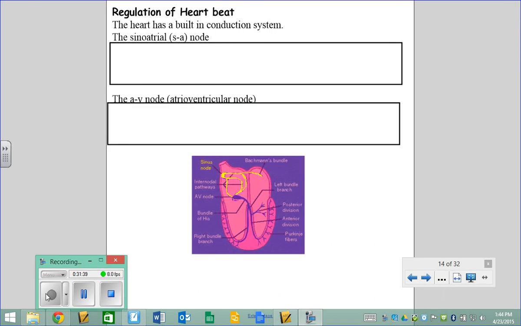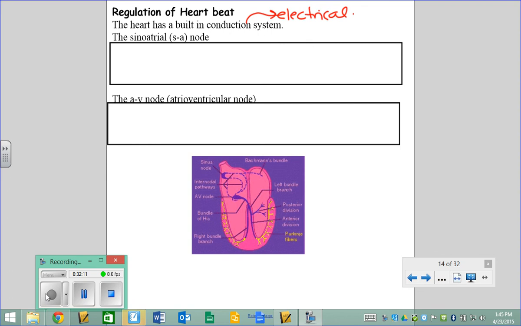So we're talking about the regulation of your heartbeat. What controls your heartbeat? Your heart has a built-in conduction system, and by this we're talking about electrical. So you have like a little circuit in your heart, and this little conduction system takes electrical signals, sends them to different parts of your heart, and that's what tells your heart tissue, your heart muscles, that they need to contract.